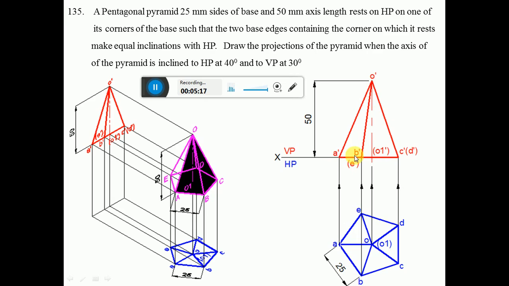So A dash to B dash is visible to visible is visible, you dark this. Similarly B dash to C dash, visible to visible is visible, you dark this. So once you get this triangle in the front view, then he says it is resting on corner, so we will go to rest on corner such that the axis is inclined to HP at 40 degrees.